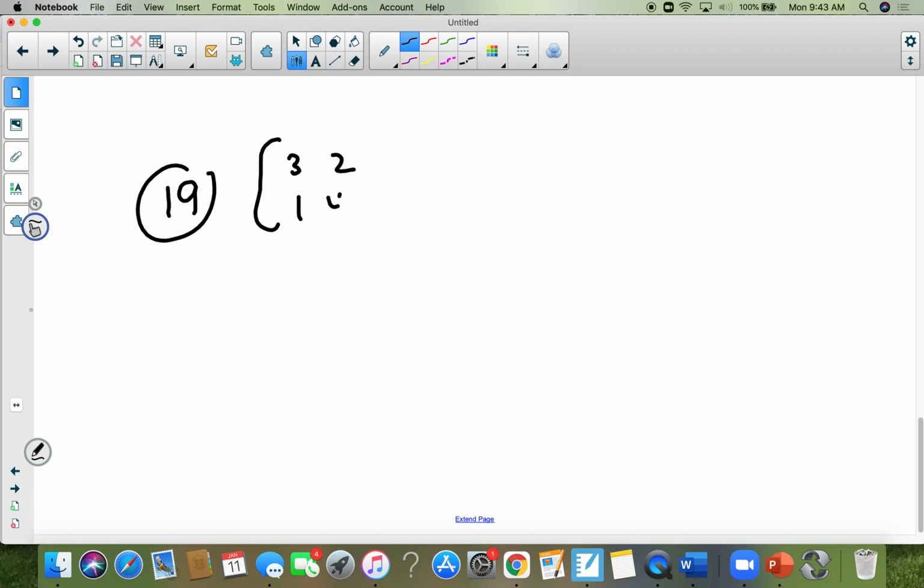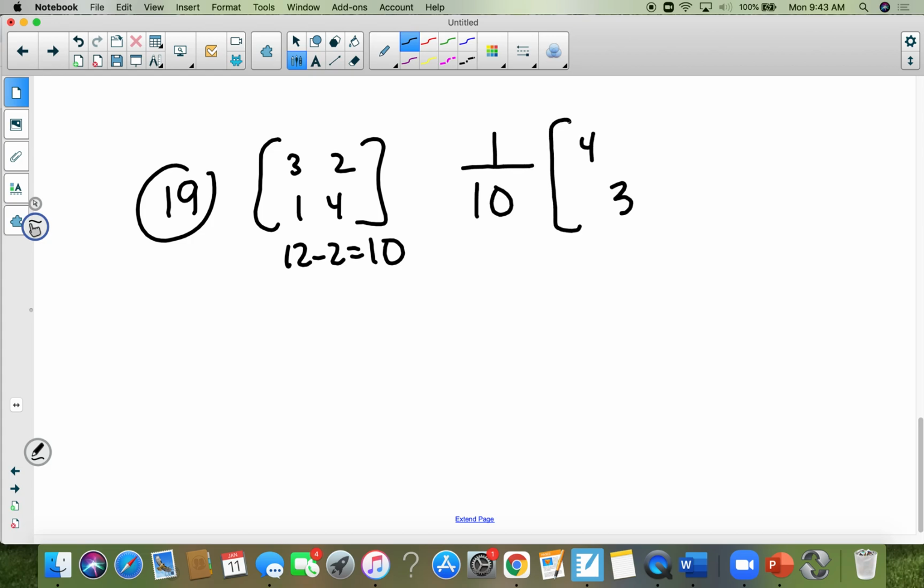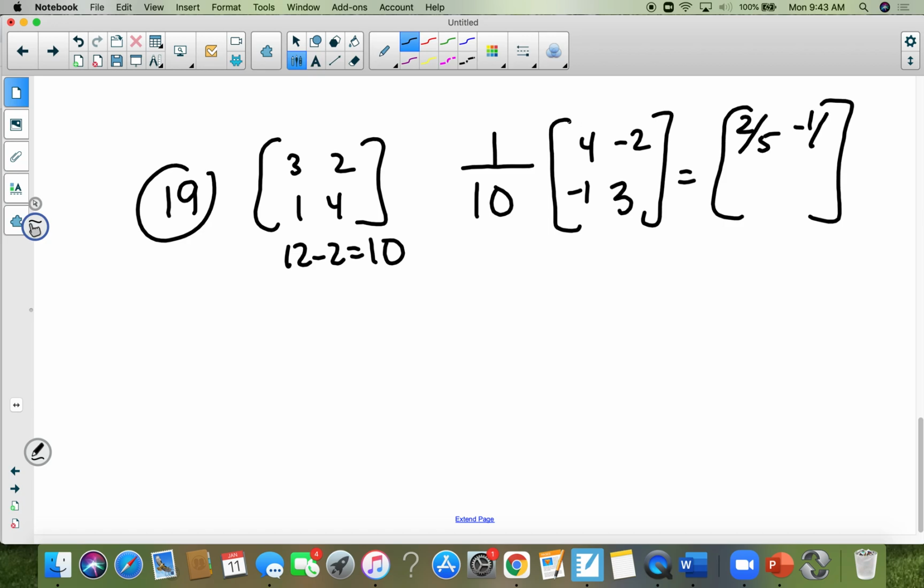3, 2, 1, 4. 12 take away 2 is 10. That's called the determinant. 1/10. Remember, you interchange the 4 and the 3, and these change to their opposite. And then all I ask you to do on the test is the scalar. 4/10 is 2/5, negative 1/5, negative 1/10, and 3/10. And again, please leave it in fractional form on the test for number 19.